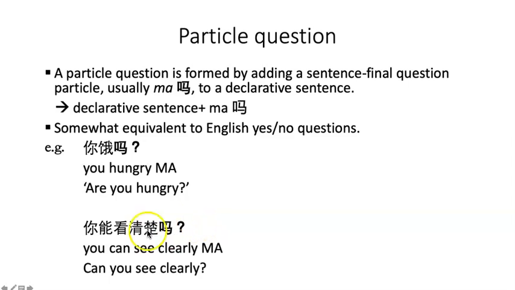Another example, 你能看清楚吗? 你能看清楚 is a statement or a declarative sentence here. And adding the question particle 吗, it becomes a particle question. 你能看清楚吗? Can you see clearly? This can be answered with either a yes or no in English, or 能 or 不能, or 能看清楚 or 看不清楚 in Chinese.